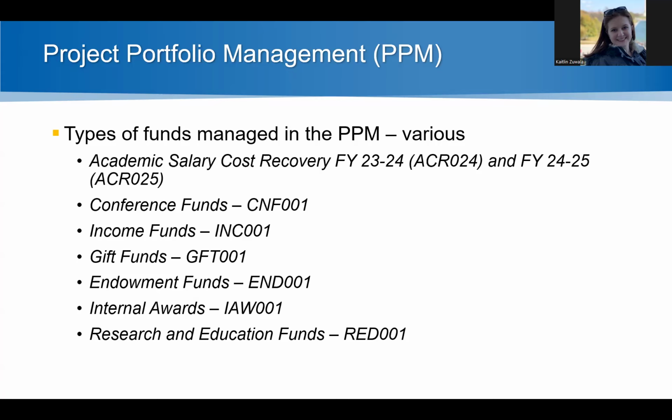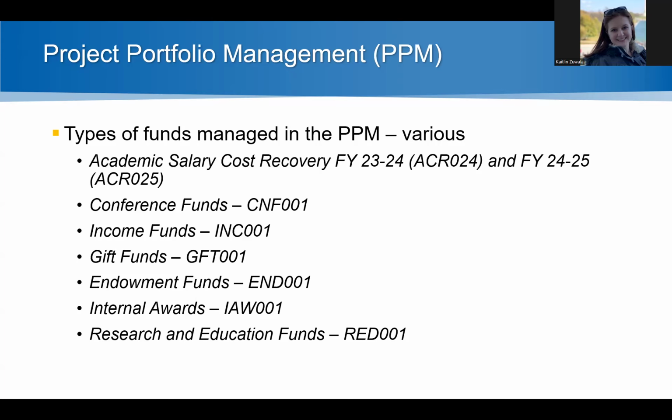One difference that we may be going over later is that the academic salary cost recovery for the 2025-2026 fiscal year is now going to be managed in the GL. But from 2023 to 2024, and then last fiscal year, 24 to 25, those are still in the PPM. And until those funds are used, they will still be managed in the PPM. Just going forward after this fiscal year, 2025 and 2026 are moving to the GL.